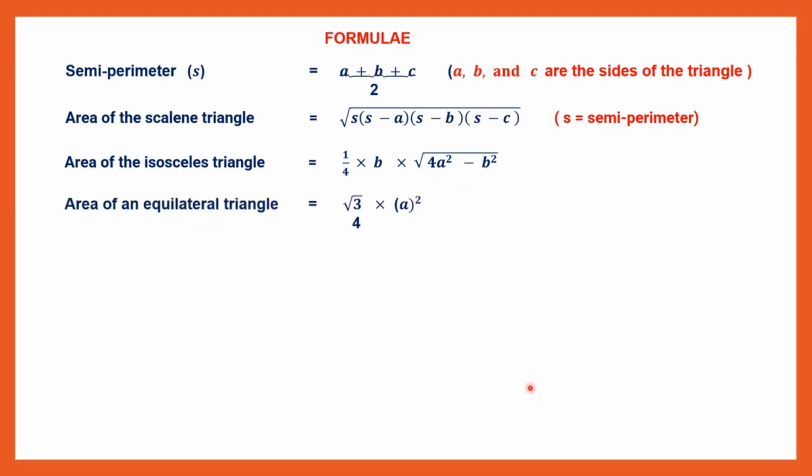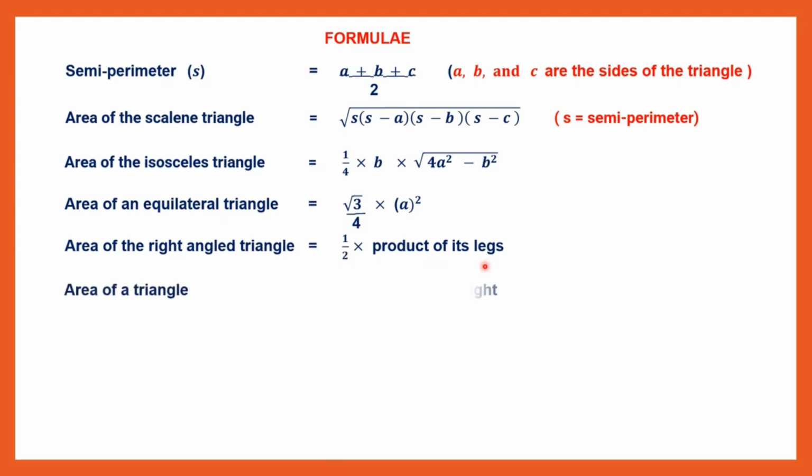Area of an equilateral triangle. Equilateral triangle is a triangle in which all three sides have the same length. And the formula is this, we've used this earlier, root 3 by 4 into a square, where a is the side. Area of a right angle triangle, we've used it before, 1 by 2 into the product of its legs.